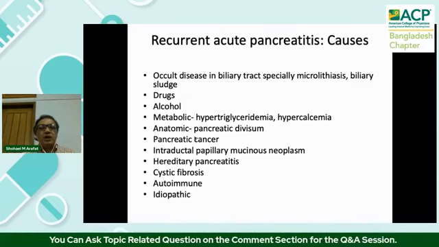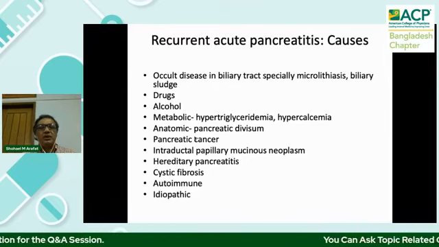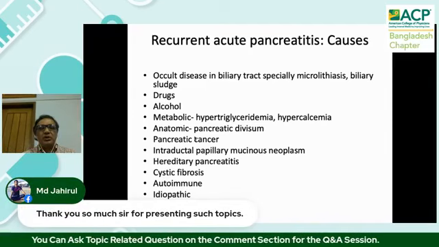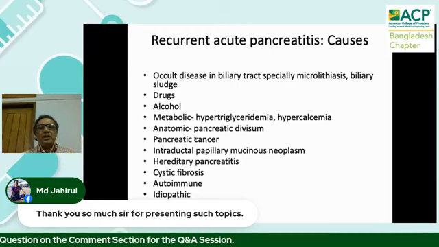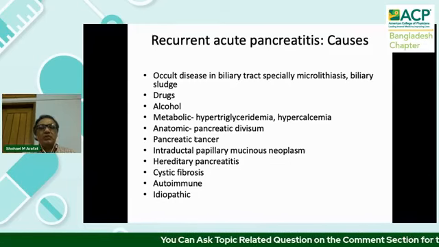that may cause recurrence. Alcoholics who are really habituated or dependent on alcohol will sometimes face recurrent pancreatitis. Similarly, hypertriglyceridemia, pancreatic cancer, hereditary pancreatitis, cystic fibrosis, autoimmune causes, and idiopathic. And you know that in a significant number of pancreatitis cases, we don't get any cause. We don't get any cause, and that is more or less around 20 to 25%. No cause can be found.